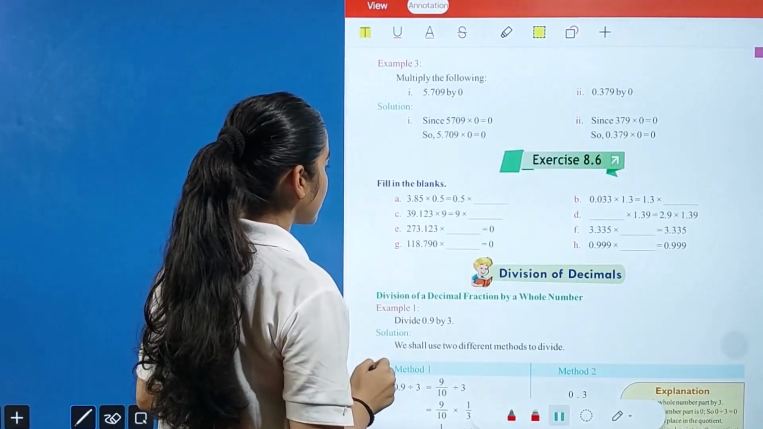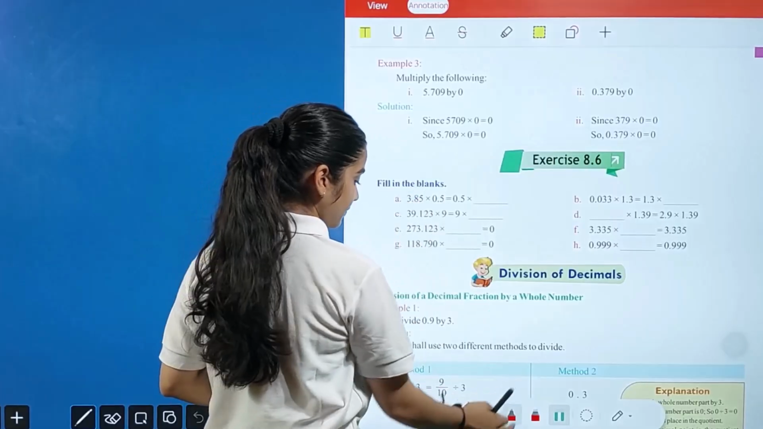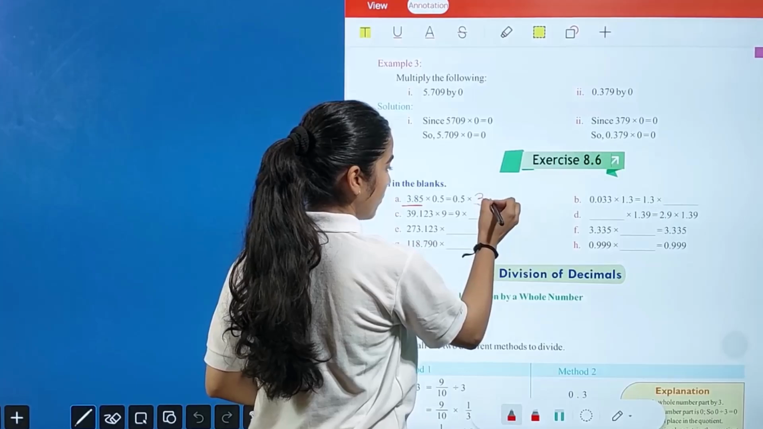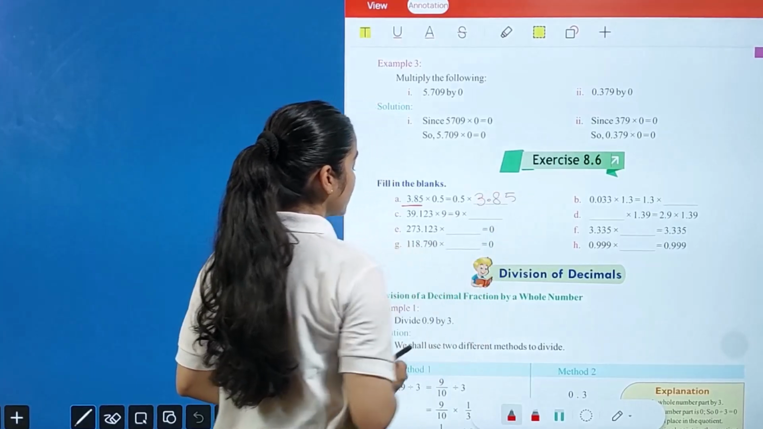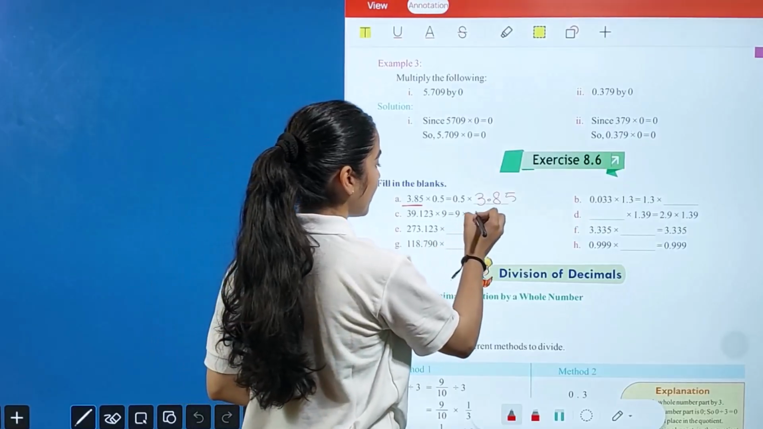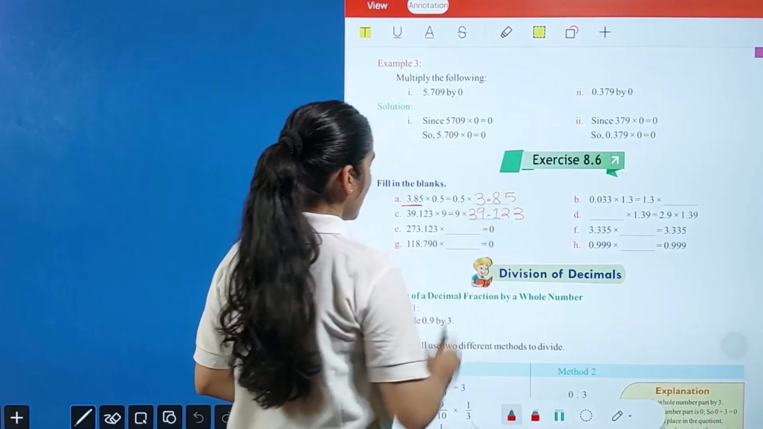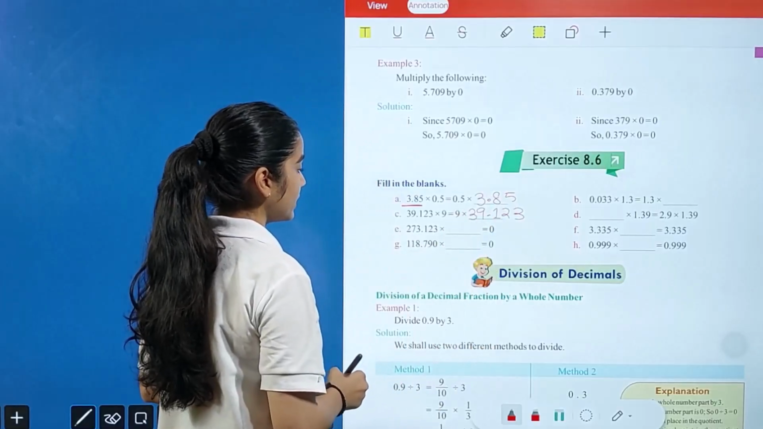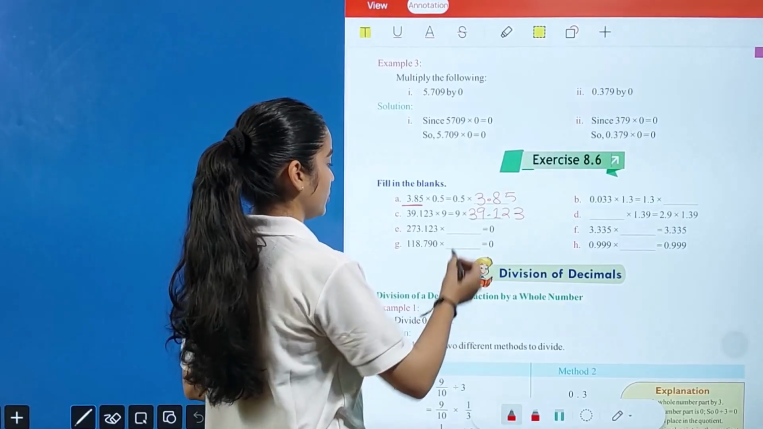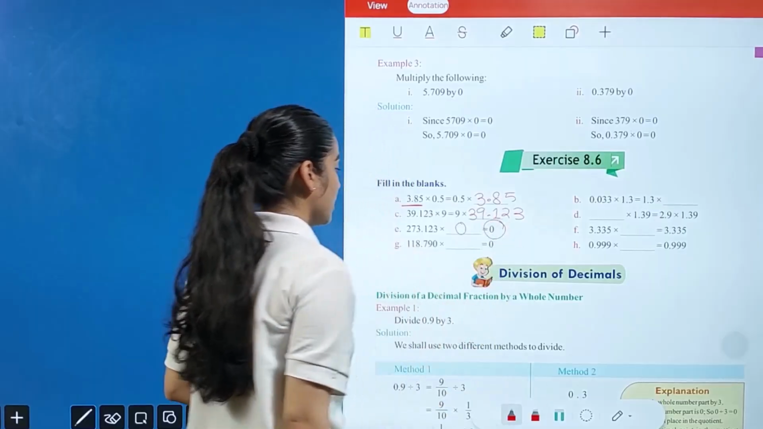3.85 multiplied by 0.5 is equal to, so 3.85 is missing in our discussion, so we just have to write 3.85. 39.123 multiplied by 9 is equal to 9 multiplied by 39.123. 273.123 multiplied by dash is equal to 0. It means whenever we multiply a number with 0, we get our product as 0.